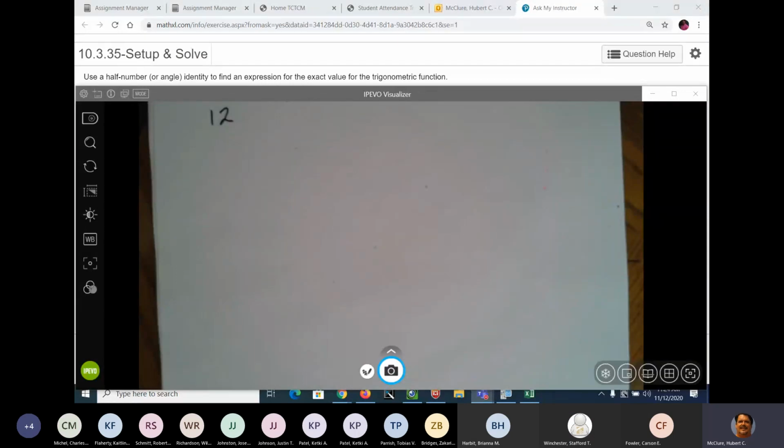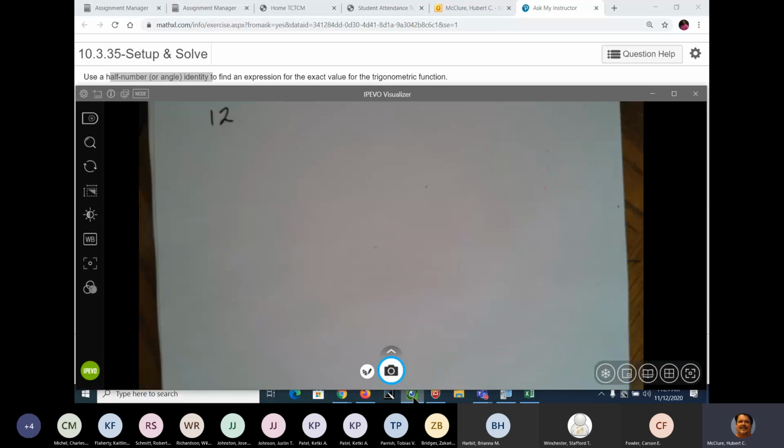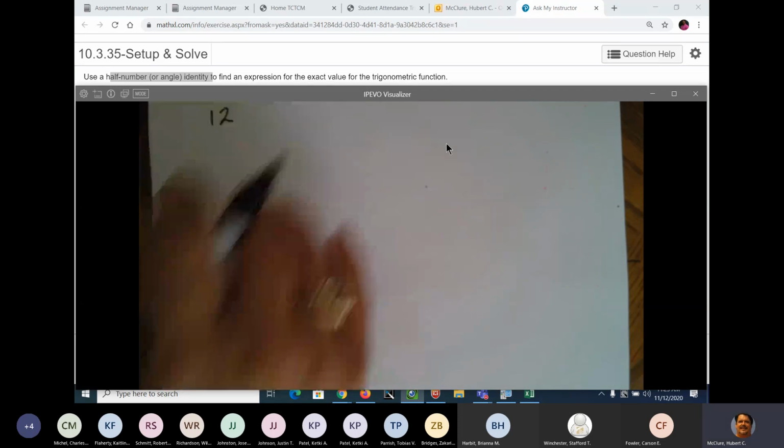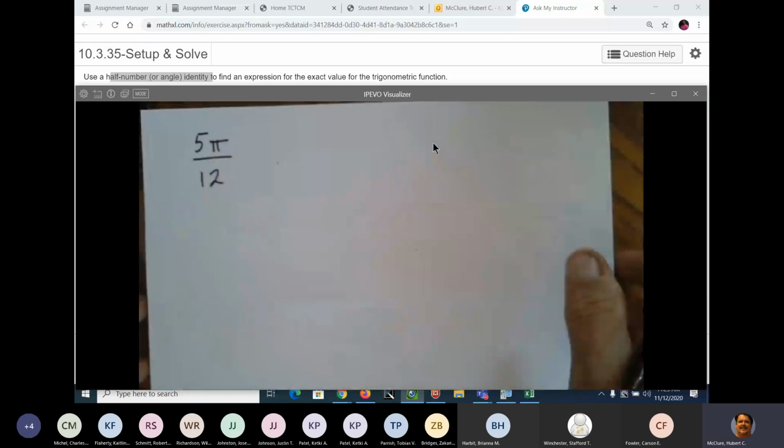All right, so 5 pi over 12. Now, it says use half number or angle identity. Use the half number, half angle, whatever you want to call it. So that means that I probably need to figure out what this is.